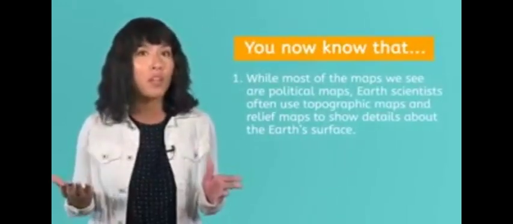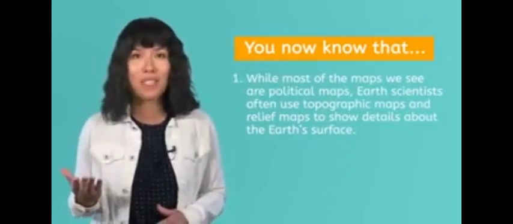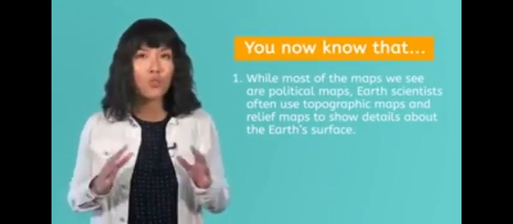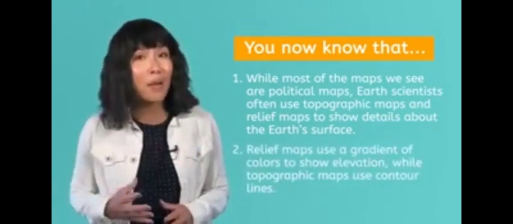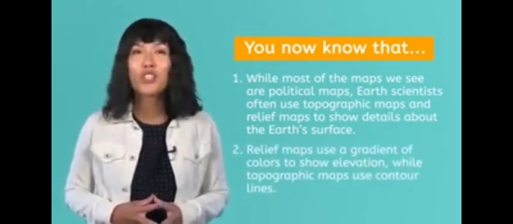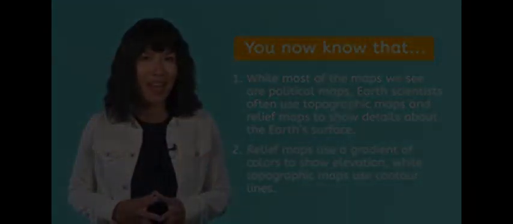So, let's go over what we learned today. You now know that while most of the maps we see are political maps, Earth scientists often use topographic maps and relief maps to show details about the Earth's surface. And relief maps use a gradient of colors to show elevation, while topographic maps use contour lines.